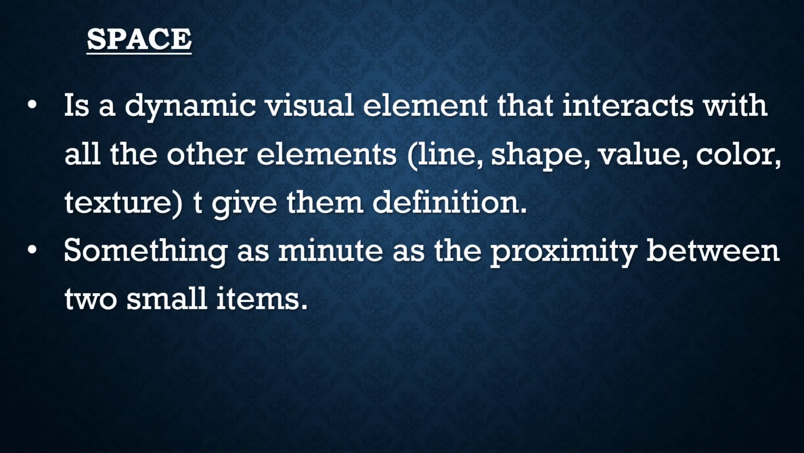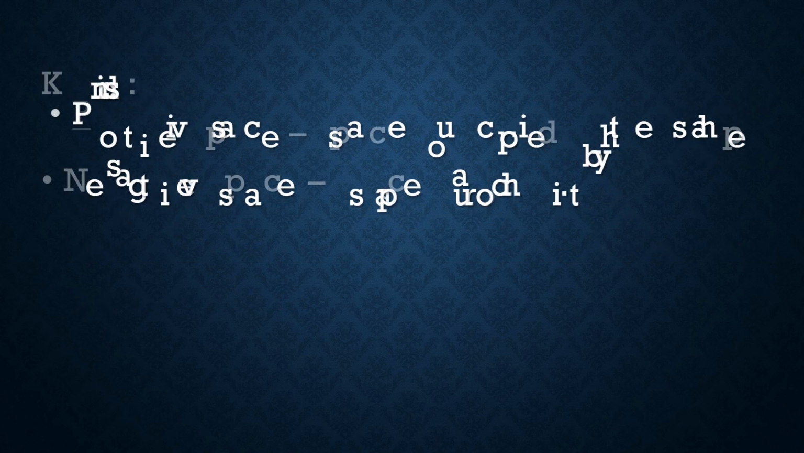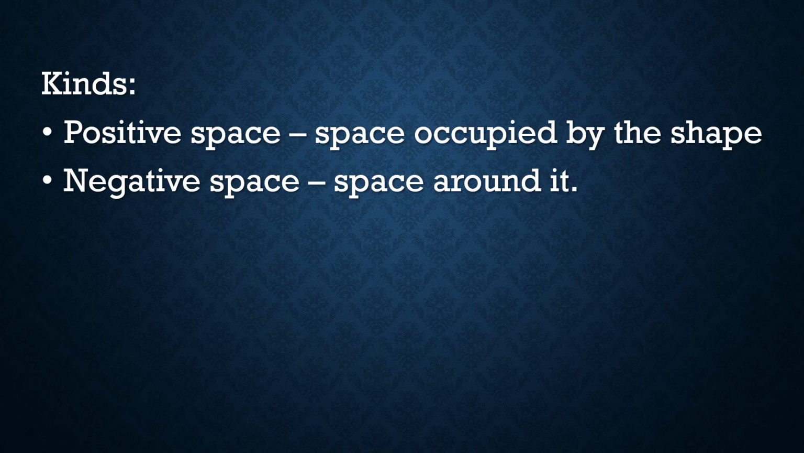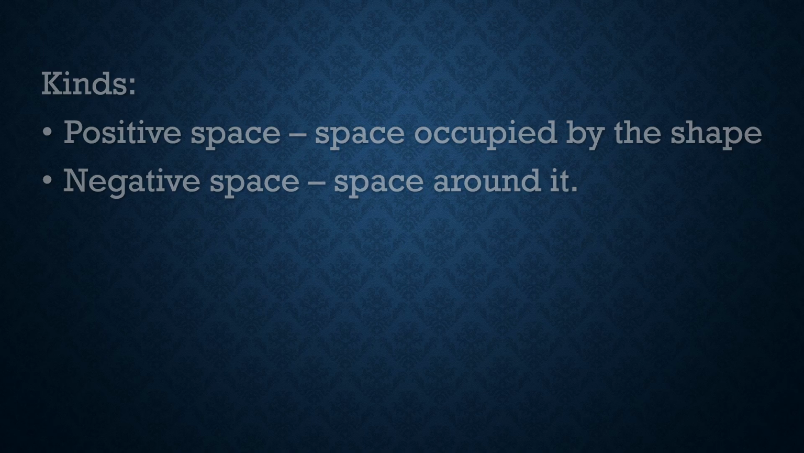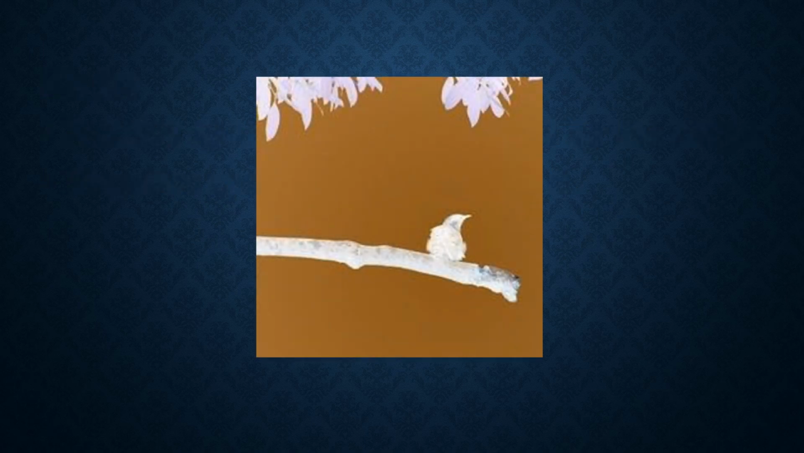Space. It is a dynamic visual element that interacts with all other elements, line, shape, value, color, and texture, which give them the definition. Something as minute as the proximity between two small items. So, space. Positive space, space occupied by the shape, and the negative space, the space around it. Okay, yung space dito, yung positive space are the white, yung mga puti, and the negative space is yung orange.